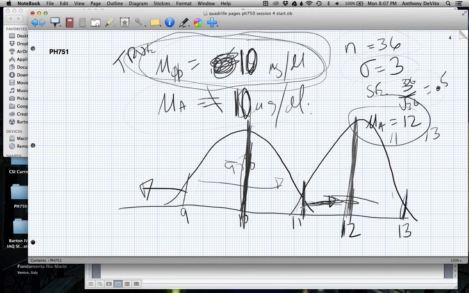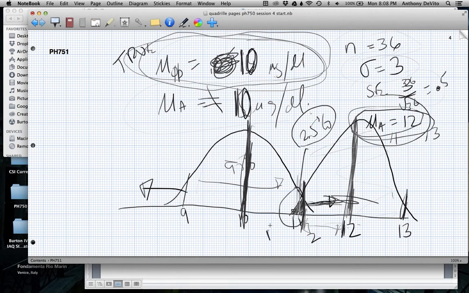So there is a bit of overlap here, but not as much as before, is it? Let's see. 11 is how many standard deviations below 12? Two standard deviations. So the area in here is roughly how much? 2.5%. Good. That means that if the mean for this population is really 12, not 10, only 2.5% of the time would I get a result less than 11. And if I did get a result less than 11, it would lead me to not reject the null hypothesis. That would be a mistake. That would be a beta error. That area represents a beta error. You fail to reject, even though the mean of the true population is 12, not 10.